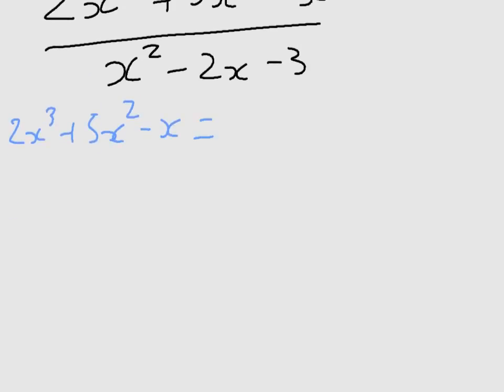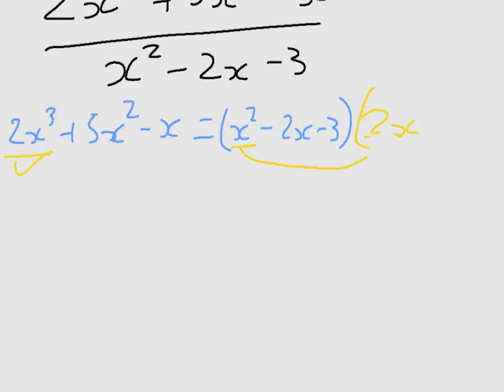And that's going to be equal to my denominator, x squared minus 2x minus 3. Okay, and again we start from left to right. So I want 2x cubed, so x squared has got to be times with 2x. So let me just correct that. Got to be times with 2x to give me 2x cubed, so that is now done.